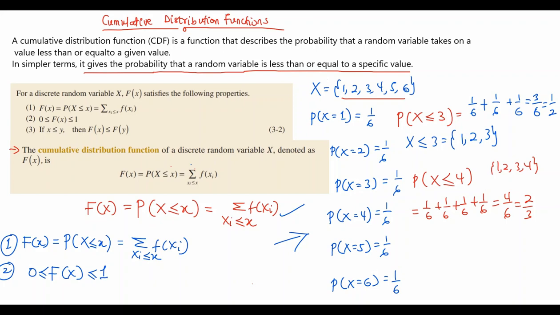The third property is that if x is less than or equal to y, then the cumulative distribution function for x should be less than or equal to that of y. That's another property, so let's take note of this. So this is what the CDF, the cumulative distribution function, is. It gives the probability that a random variable is less than or equal to a specific value. Let's take note of this.